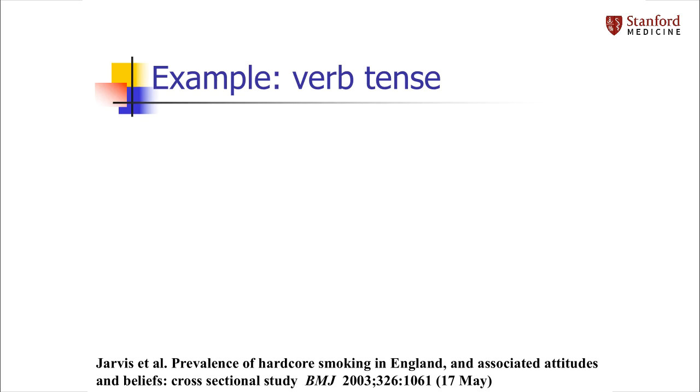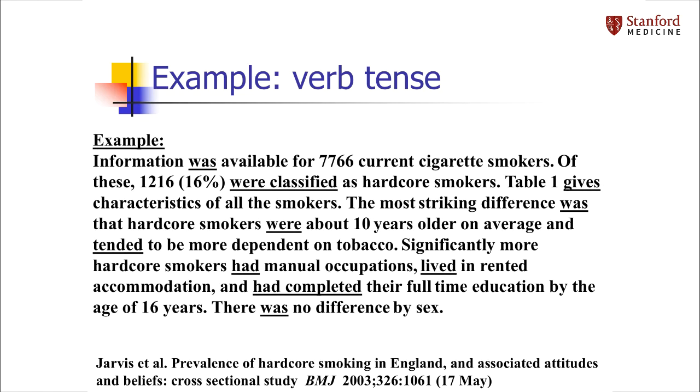Just to give you a few examples on verb tense, here's a results section. They say information was available for 7,766 smokers. Of these, 1,216 were classified, notice the passive voice here, as hardcore smokers. But then we get Table 1 gives. So we start with the past tense, all the experiments that were completed, but then when we talk about the table, we put it in the present tense. Table 1 gives, because Table 1 is still giving those characteristics presently. And then everything else in this paragraph is in the past tense because it's talking about things that were already measured in the completed study.